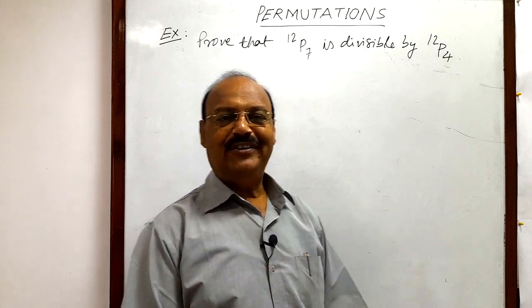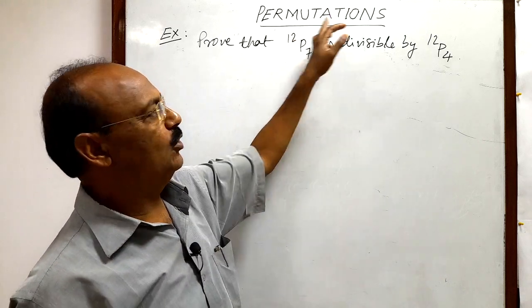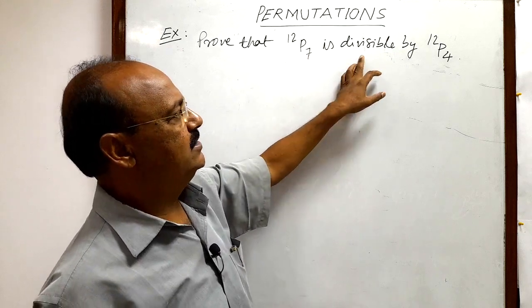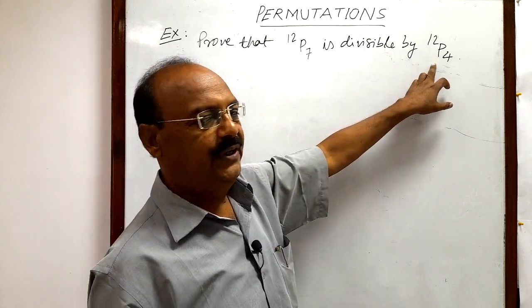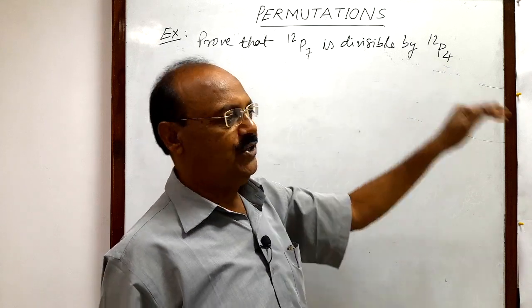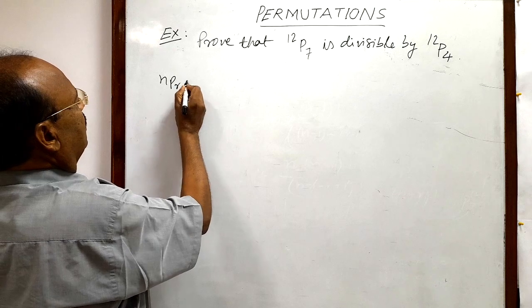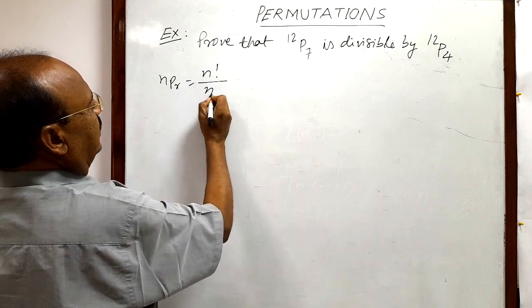Welcome students. Today we are going to discuss a question from the topic permutations. Here the question is: prove that 12P7 is divisible by 12P4. For solving this question we must know a formula that nPr is equal to n factorial by (n minus r) whole factorial.